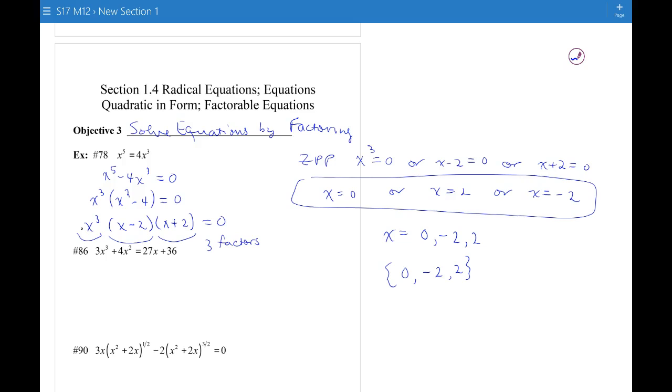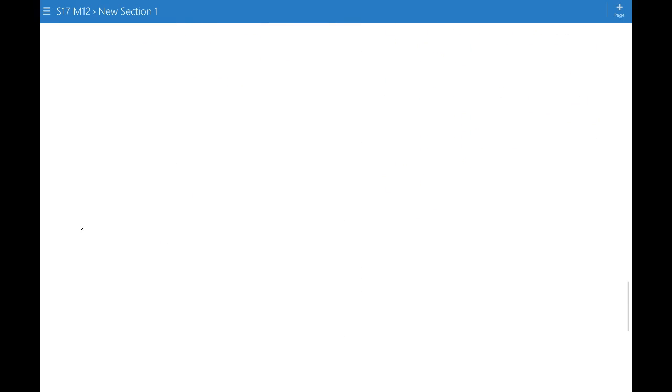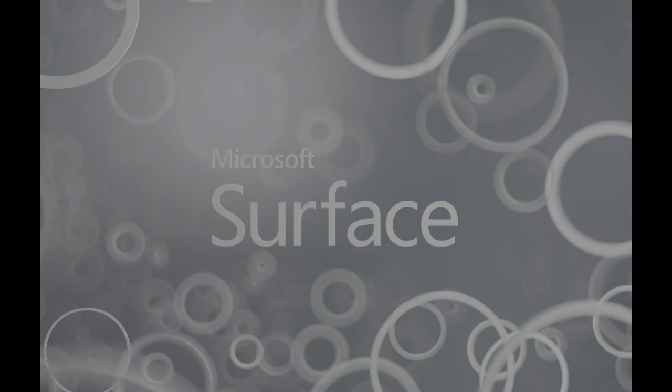Okay, then number 86, hopefully your first instinct is to get everything on one side and 0 on the other side. And then we'll have a factoring problem, and let's do that one together. And then let's definitely do number 90 together, because this is a similar idea to the ones we've been looking at in class with the fraction exponents. And remember that we factor out the smallest exponent, so that's going to be the 1/2. So we'll work on that one together. And that's all there is to this section. Nice short one.